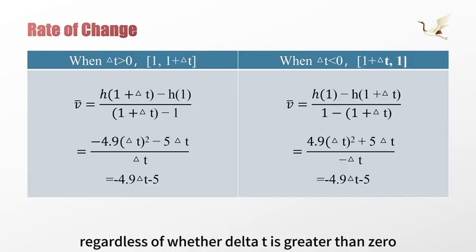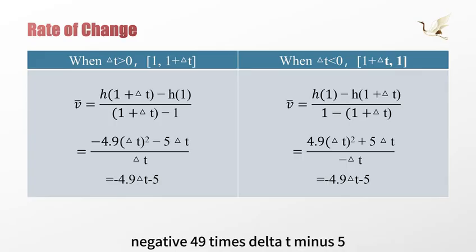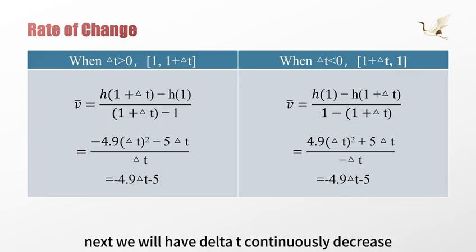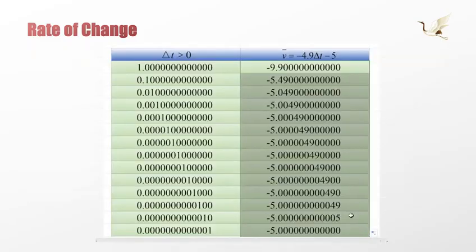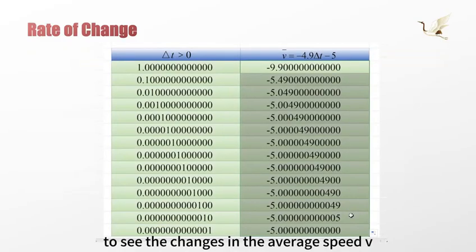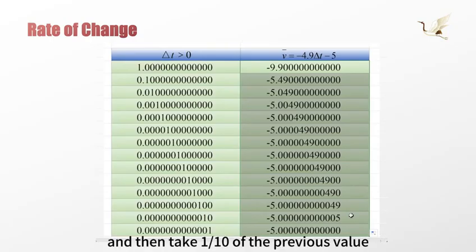It can be seen that regardless of whether delta t is greater than 0 or less than 0, the average velocity expression during this period is −4.9Δt − 5. Next, we will let delta t continuously decrease and observe the value of the average speed. We can use an Excel spreadsheet to see the changes in the average speed v as the time interval decreases. When delta t is greater than 0, we take 1 as the initial value, and then take 1/10 of the previous value each time as the new delta t value to see the change in average velocity.